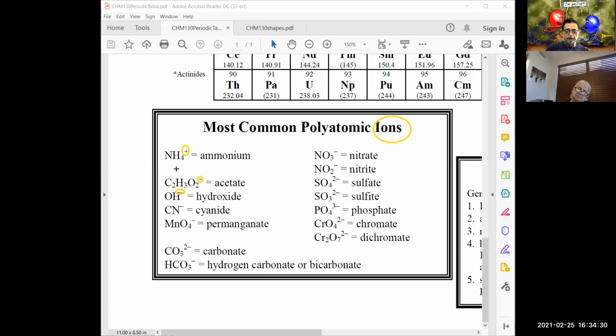Okay, so it's kind of easy to remember. There's one down here at the bottom. Next time you make chocolate chip cookies and you put in baking soda, sodium bicarbonate, that's what you're putting in there, HCO3. Or if you use Alka-Seltzer, you have some of that in your tablets. And so that's what we're going to talk about, the polyatomic ions.